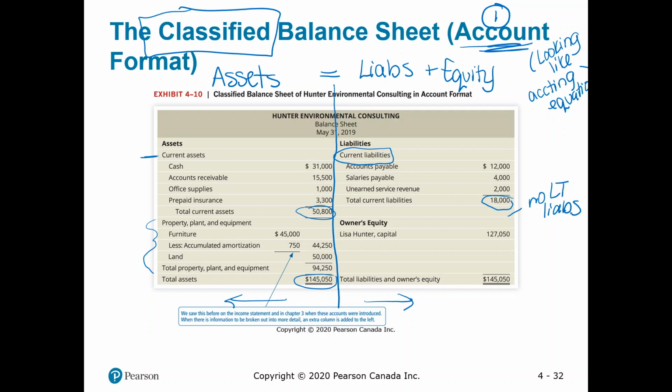If they had any long-term amounts, they would be listed here, but they don't have any. Then we show the equity and eventually get down to our total liabilities and equity. We know these must agree, and they do. So we get that check mark. So the accounting format is where you break it out left and right. Assets come on the left side, liabilities on the right side, liabilities and equity.